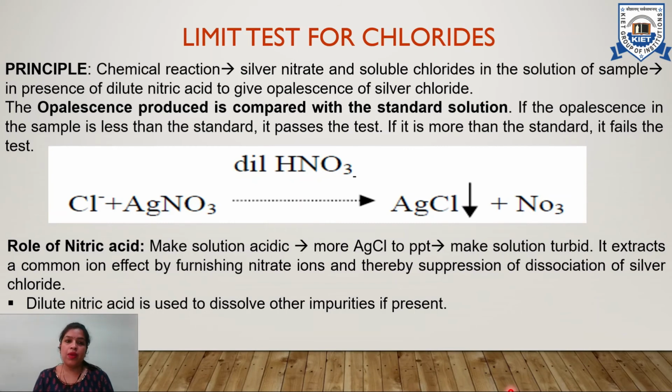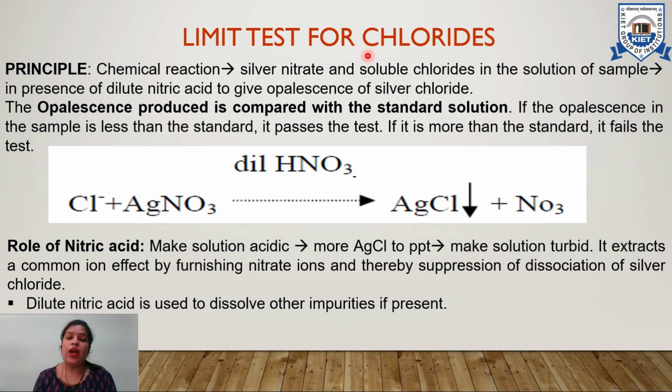In this experiment, the principle involved is the chemical reaction of silver nitrate and soluble chloride ions present in the sample, in the presence of dilute nitric acid, to give opalescence of silver chloride. The opalescence produced is compared with the standard solution. If the opalescence is more than the standard solution, it fails the test, and if it is less than the standard solution, then the test solution passes the test.